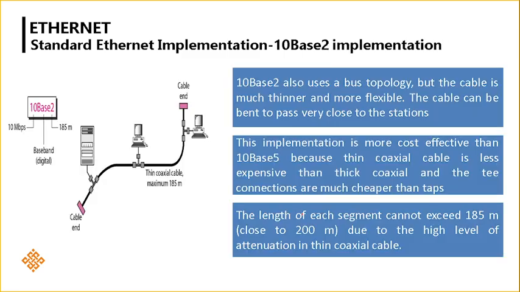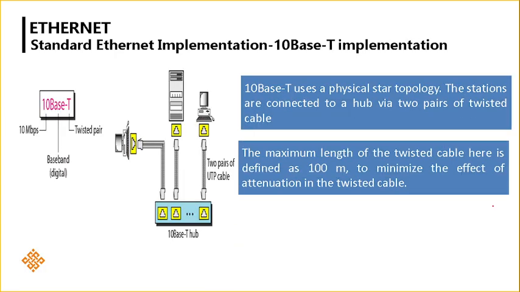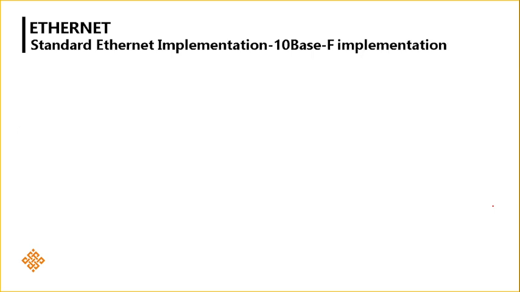And here again, the maximum cable length will be 185 meters. If you want to extend, then again, after every 185 meters or 200 meters, you need to use repeaters to extend the cable. And 10BaseT will use twisted pair cables, and mainly we are using this Ethernet in star topologies. It will also use the same Manchester encoding technique.